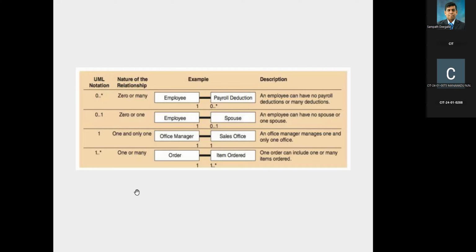Next one, we have one or many, which says that if you take an order and then item order, an order might contain at least one order or many orders, or many items, you might say. So one and many. These are the kinds of relations that we can define when you have relationships.